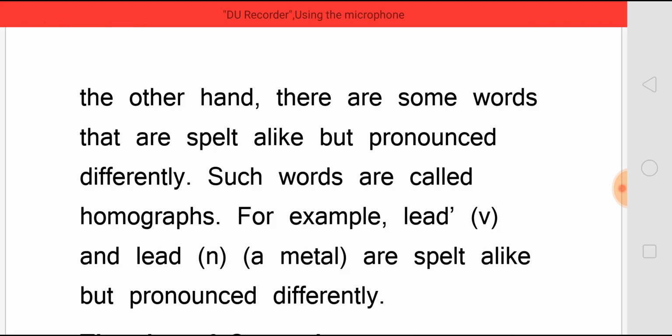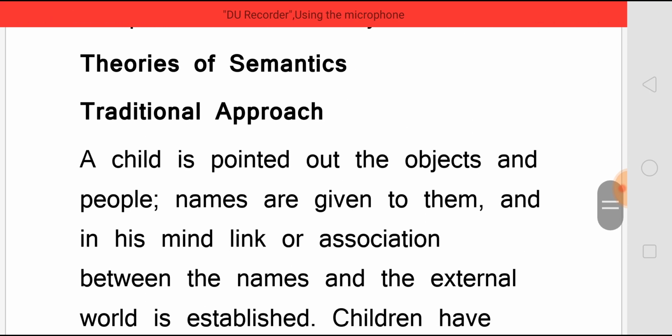For example, we have the verb lead and the noun lead. That is, one is the action of leading someone. Another one is the lead, that is the metal. And they are spelled alike but they are pronounced differently. So, lead. And theories of semantics has a traditional approach.